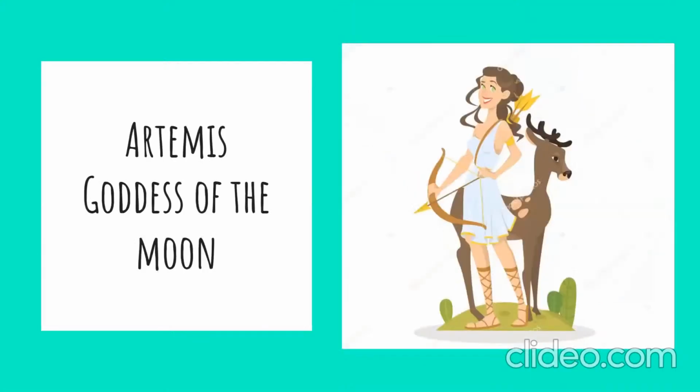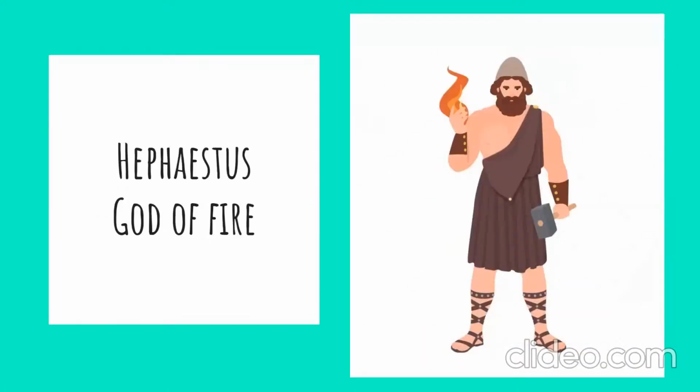Next, you have Artemis, goddess of the moon. Artemis, once again, she is known for hunting. Okay, that's why you see her in this outfit with arrows behind her back, and her symbol is that of a deer. Okay, she also has a twin brother who we'll be studying about a little later.